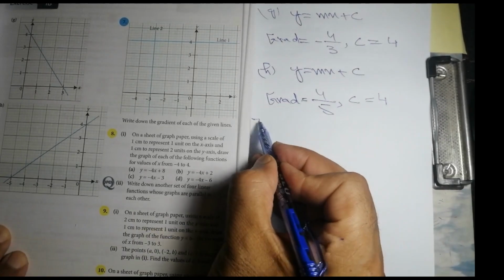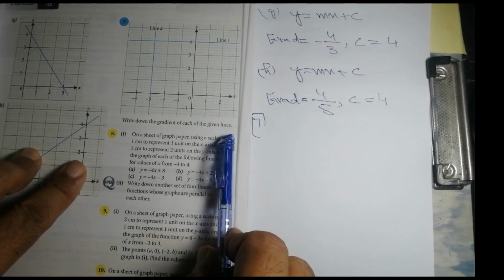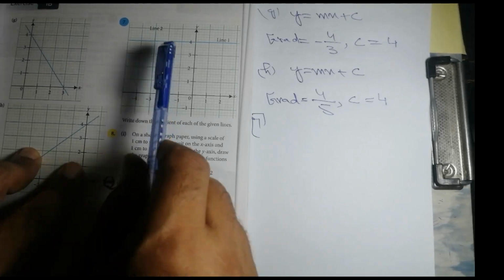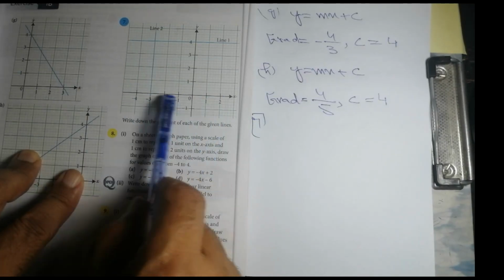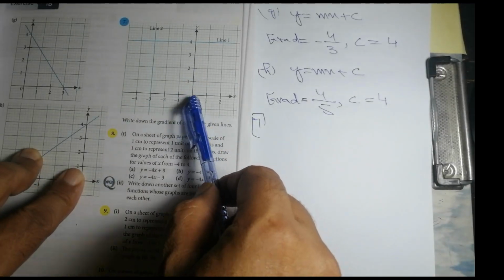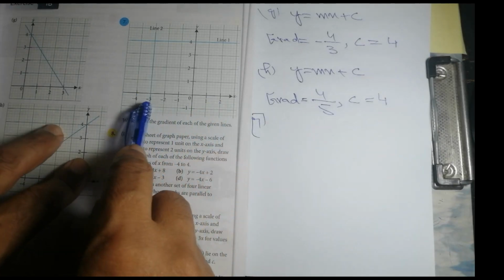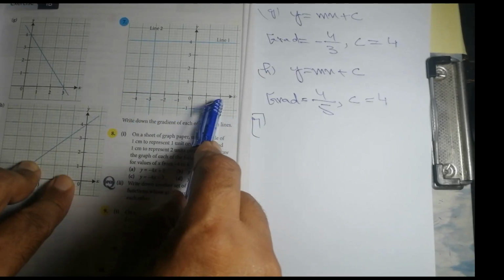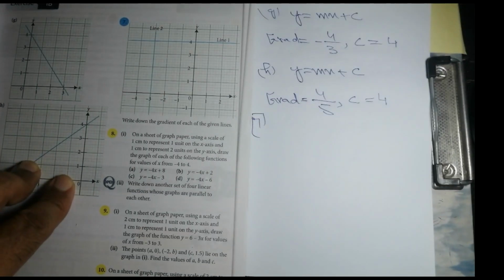Next is question number 7. Write down the gradient of each of the given lines. There are two lines, line 1 and line 2. Line 1 is horizontal, it is parallel to the x-axis. The x-axis is horizontal, it is not making any angle, it is not inclined. For a horizontal line, the gradient is always 0. So any line parallel to the x-axis, like line 1, has gradient 0.